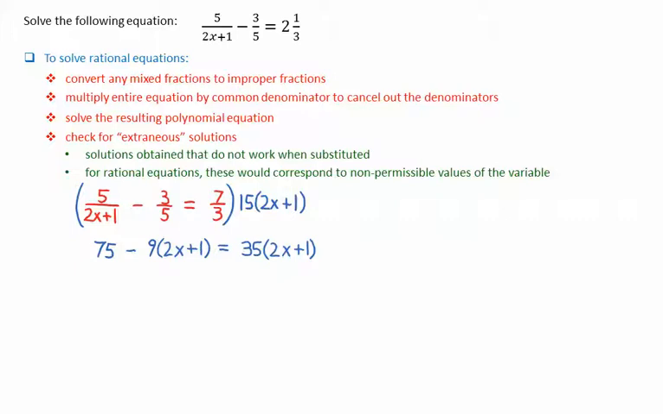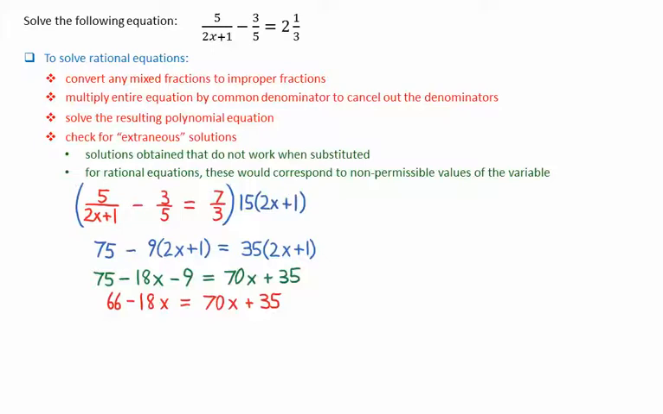We then distribute through the brackets. The 75 is still there. 9 times 2x plus 1, we get then minus 18x minus 9. And then 35 times 2x plus 1 gives 70x plus 35. We're going to combine like terms, so 75 minus 9 gives 66.